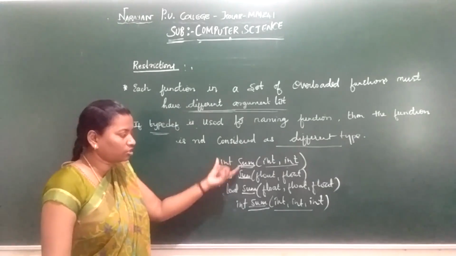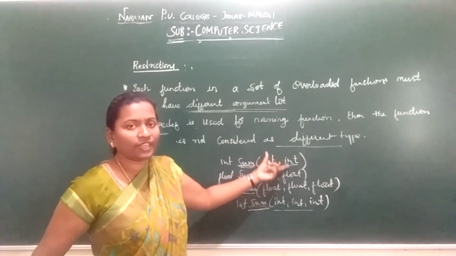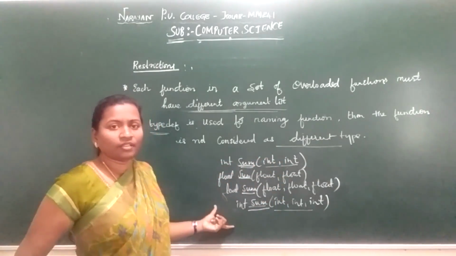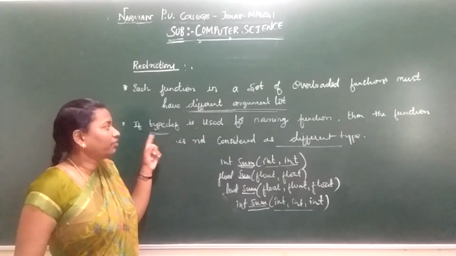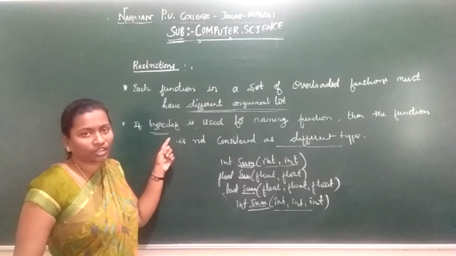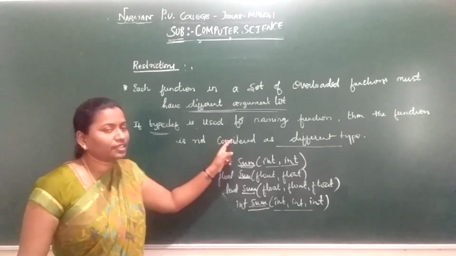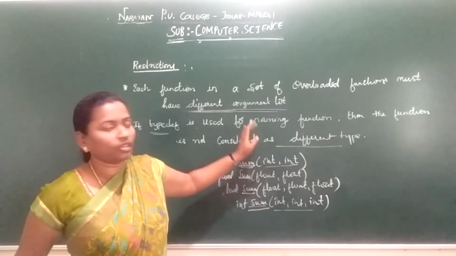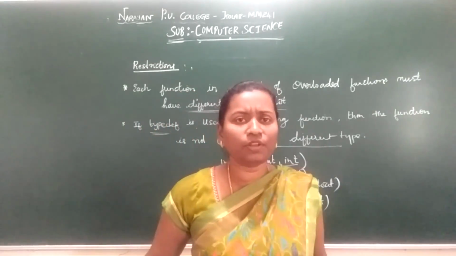That means this sum is also same, this sum is also same. It will not take the different data type. That time what will happen? Function overloading fails. Okay, so this is the next restriction. When we give typedef for the naming of a function, function overloading will not take place. Why? Because it will not consider it as a different type. Okay, so these are the 2 main restrictions on function overloading. This you should keep in your mind.